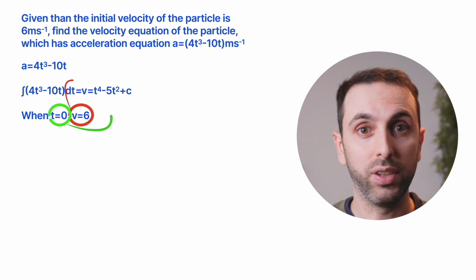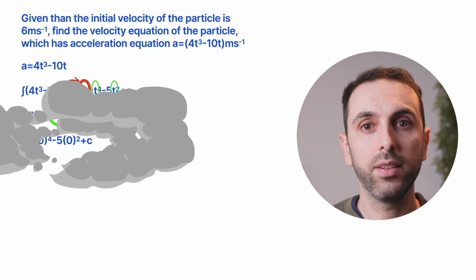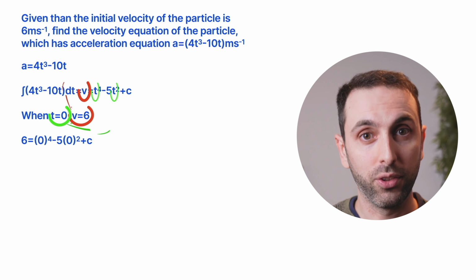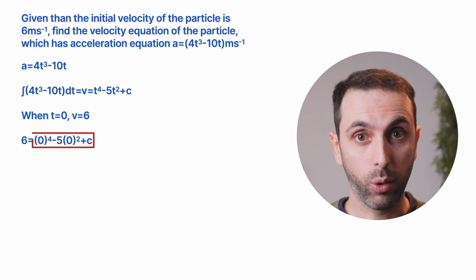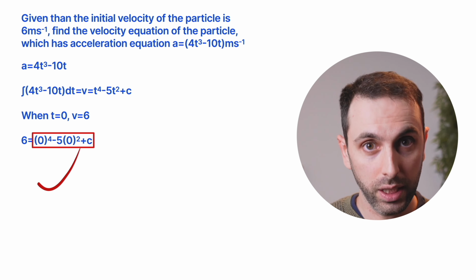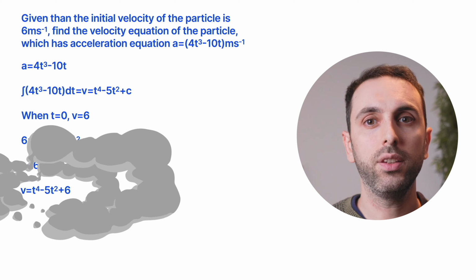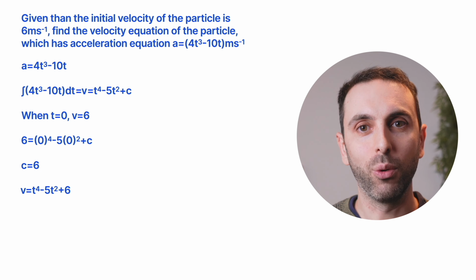And upon substituting these values, we attain 6 equals 0 to the power of 4 minus 5 times 0 squared plus c. On the right side of the equation, this simplifies to be just c, therefore c is 6. So the velocity equation equals t to the power of 4 minus 5t squared plus 6.